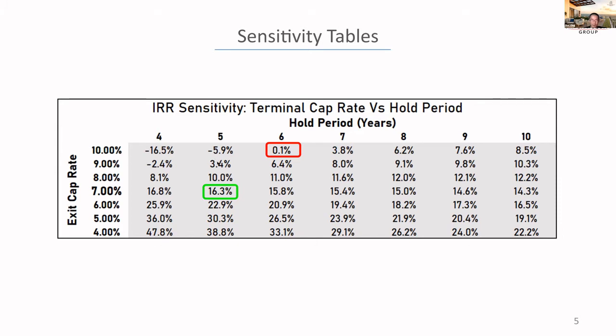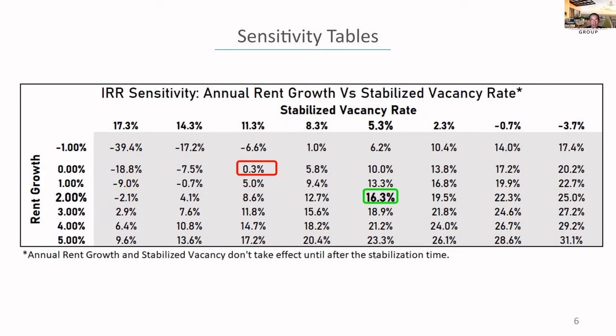And if it was a 5-year hold, then it'll be somewhere around here between 9 and 10, so maybe a 9.5% cap rate. And for this table, we're comparing rent growth versus the stabilized vacancy rate. Stabilized vacancy rate means the vacancy at the point once you've done all the stabilization value-add stuff that you were going to do. So for our scenario, we're assuming a 5.3% stabilized vacancy rate, which is on par with the market.